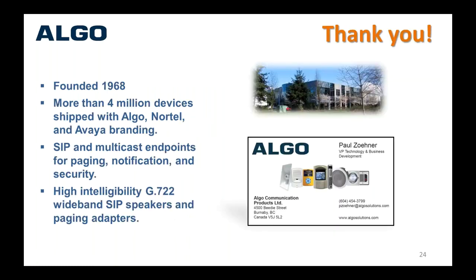And that is my presentation. So a little bit about Algo. If you've not heard of us before, we're Vancouver-based here in Canada. Our manufacturing is here. We ship globally from Vancouver. We've been around for 47, 48 years. We've shipped more than 4 million devices with the Algo brand, Nortel, Avaya, and there's other ODM partners as well.